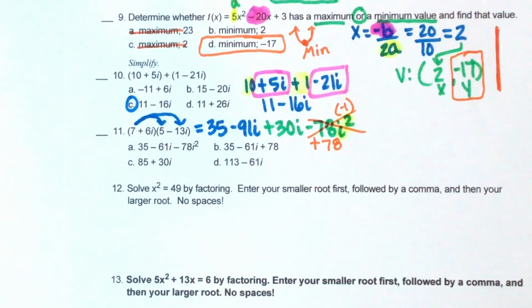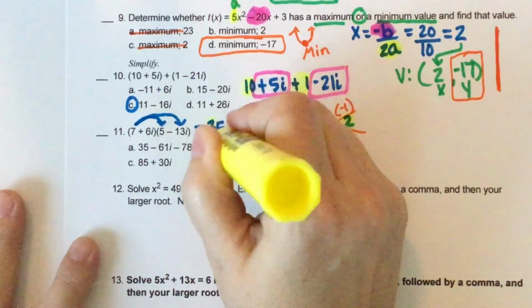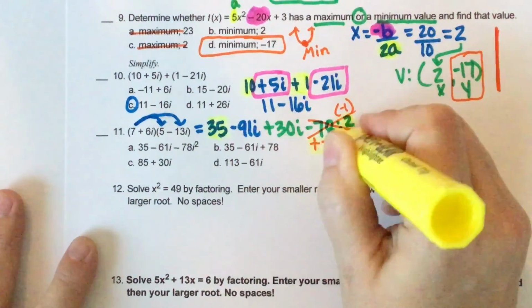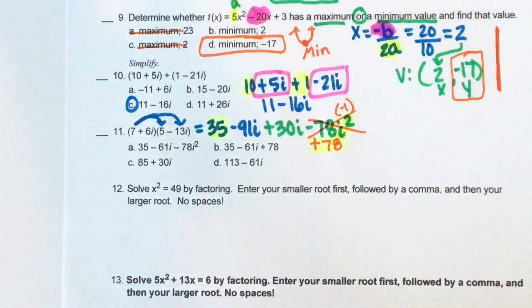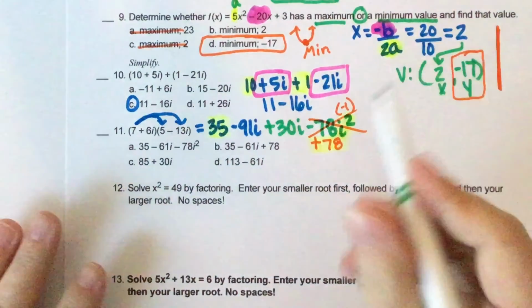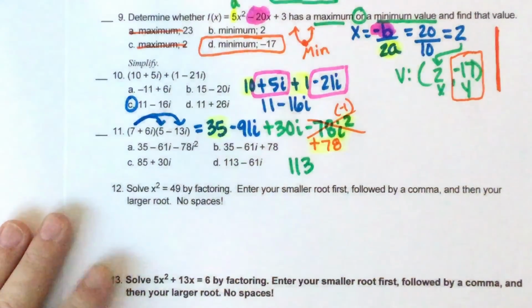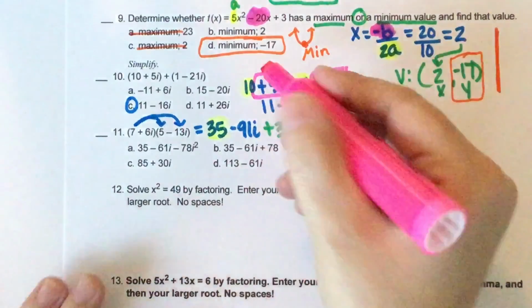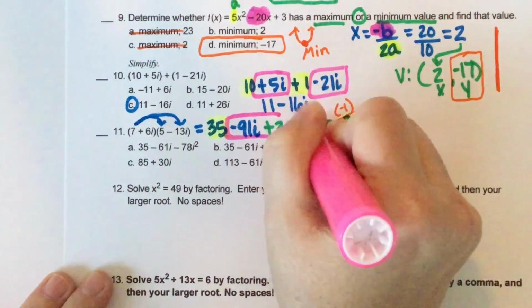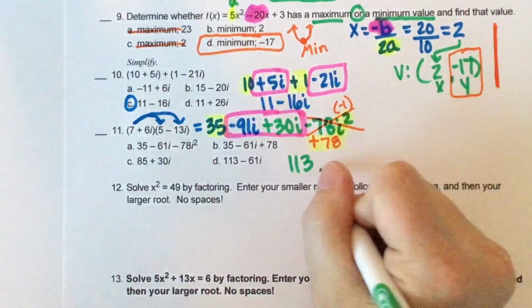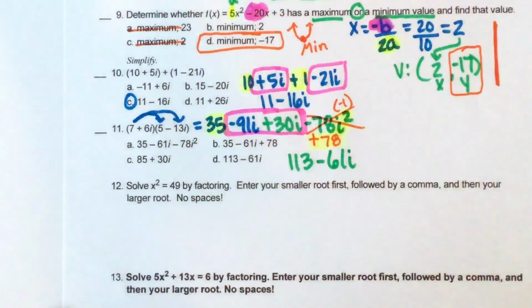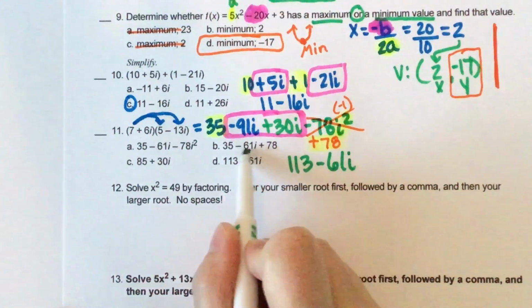Now I'm going to do what I did in the last problem. I'm going to combine the real number with the real number. So I'm going to take 35 plus 78, and that makes 113. And then I'm going to combine the imaginary with the imaginary. So I'm going to combine a negative 91i plus 30i. So negative 91 plus 30 makes a negative 61. So it's a negative 61i. And do you see it? Yep, it's answer choice D.